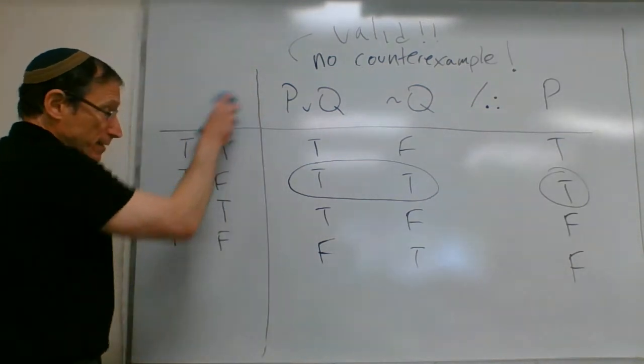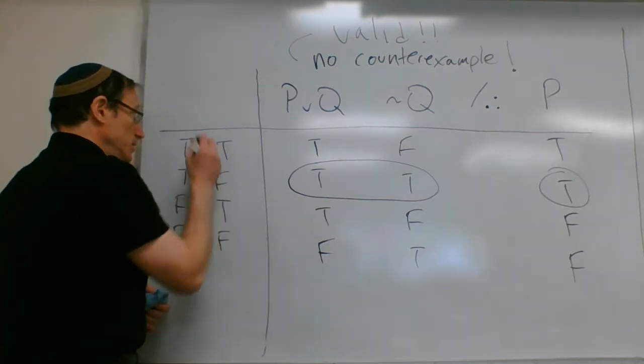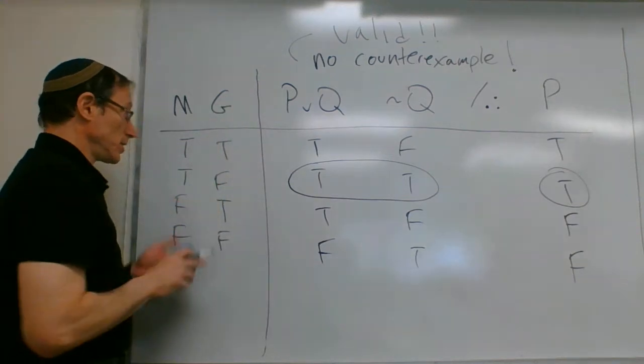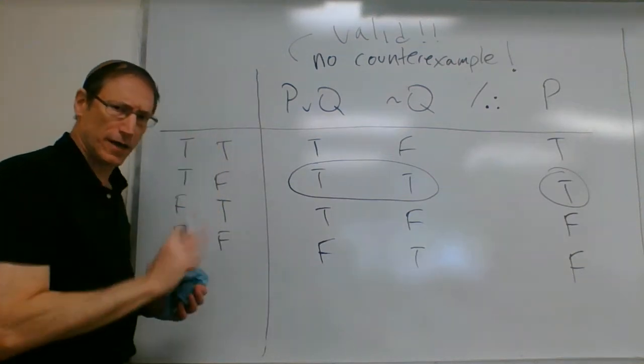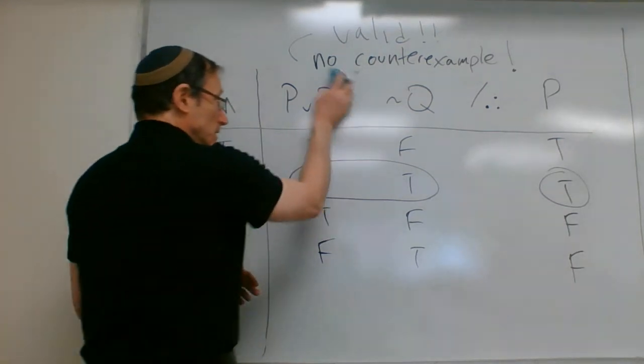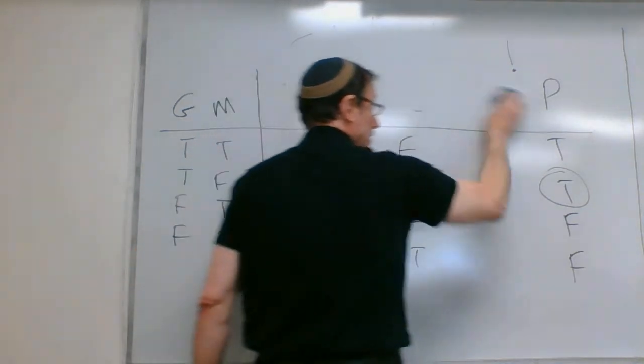This involves G and M as opposed to P and Q. Doesn't really matter. G and M, so I'll put M here and G here. No, alphabetical order, G and then M, right? So you have G and then M. Let's erase this.